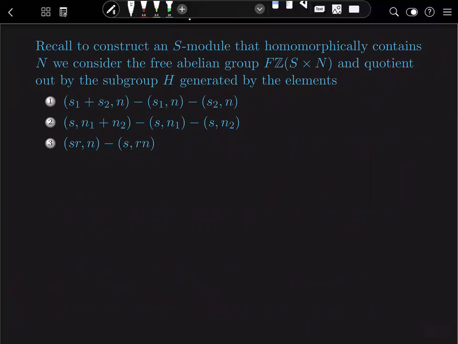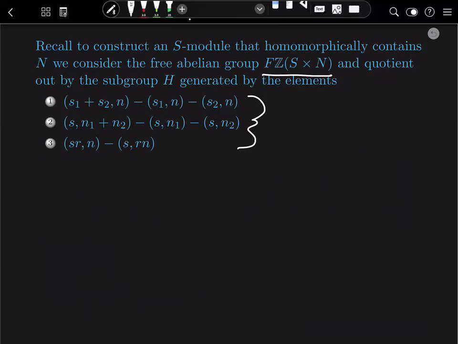But to construct an S module, in the general case, that homomorphically contains N, instead of trying to directly extend the R module structure of N to an S module structure, we're going to embed our R module N into an S module homomorphically. And we do this by considering the free abelian group, that's just the free Z module on the product S cross N, and we quotient out by the subgroup generated by these elements. Now, these are the same elements that we talked about in the previous video and in the extension of scalars video.